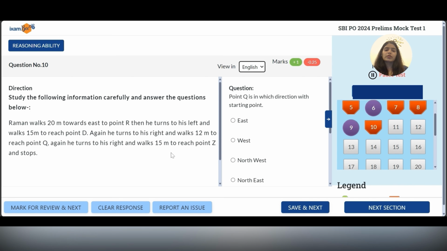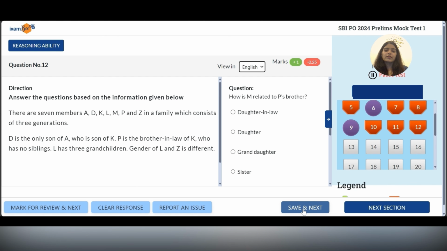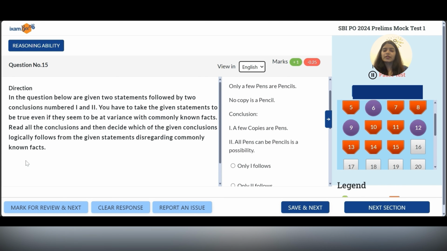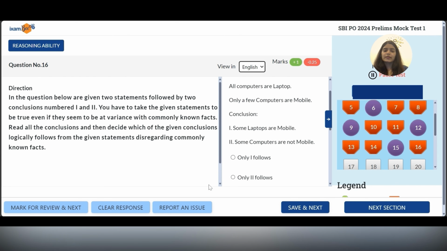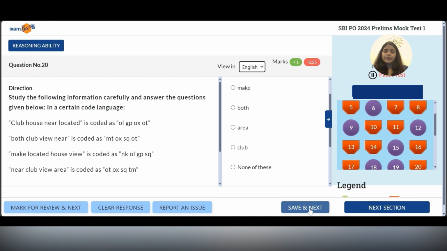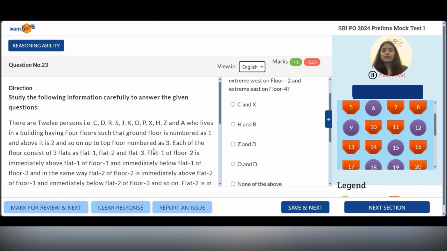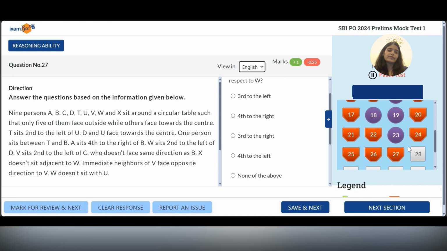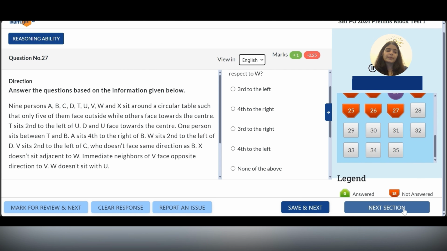This is a direction distance question. Okay, so we had 3 questions from direction distance. This again seems like blood relation. 3 questions from blood relation. Now we have syllogism. Two questions. Coding, decoding. Mark for review. Again, puzzle. Mark for review. Save next. You can do this for all your 35 questions.